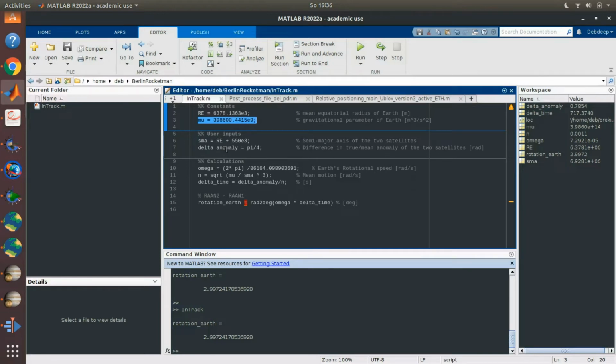Omega is the Earth's rotational rate, and n is the mean motion, which is the average speed of the satellite over an orbit. And delta time is just the time counterpart of delta anomaly. Delta time is the duration taken by the trailing satellite to come to the position of the leading satellite. Rotation Earth is the angle rotated by the Earth in delta time duration.